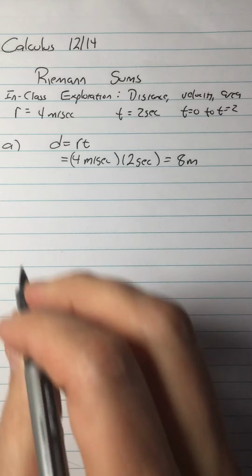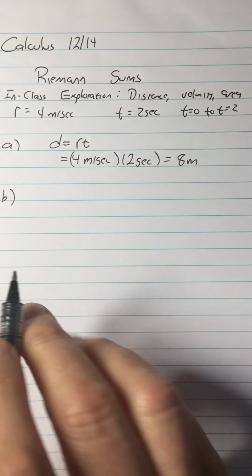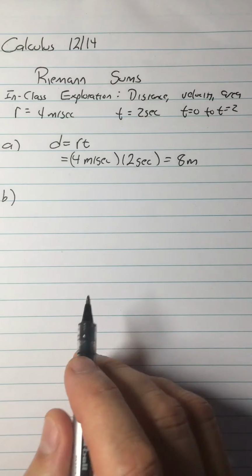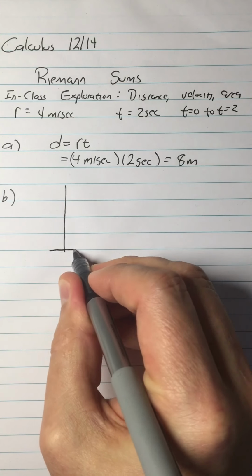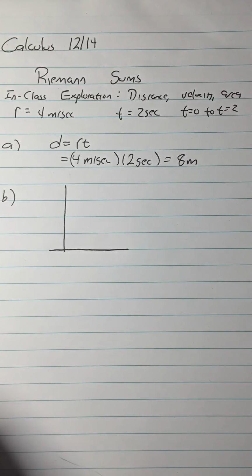Okay, whoop-de-doo. All right, part B. Now, here's the part where we take this thing we already knew and we start looking at it a little more deeply. So in part B, we're going to look at a graph of that velocity function. What did your graph of the velocity function look like?